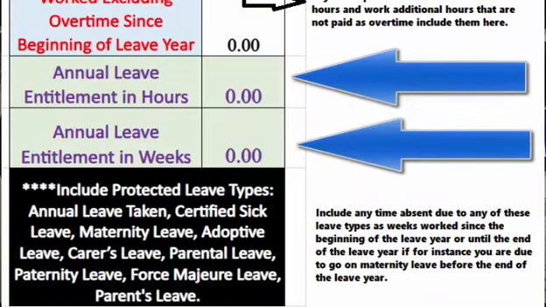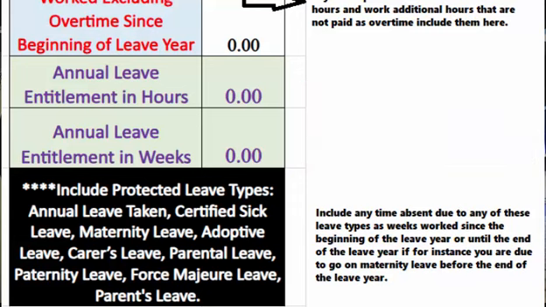The next 2 boxes are where the calculations are made, and the most favourable method of the 3 calculations is chosen based on the information provided. The last box are the types of protected leave. The calculation is given both in hours and weeks. The weeks are derived from your weekly contracted hours and take account of all the hours worked.